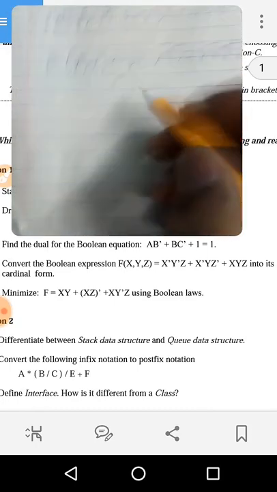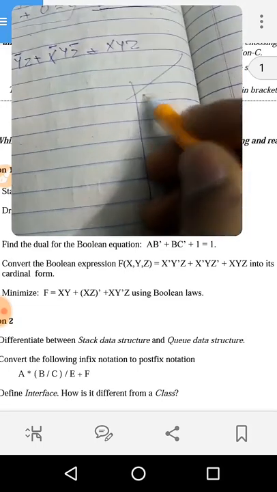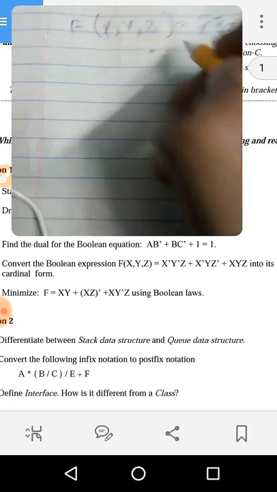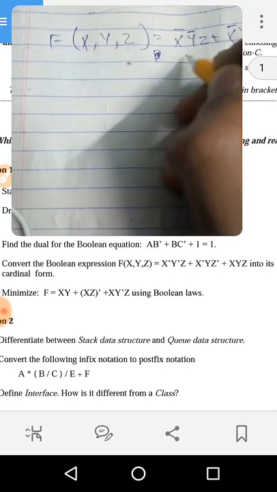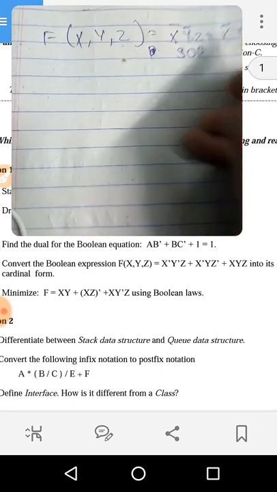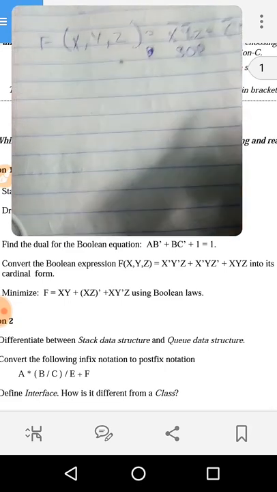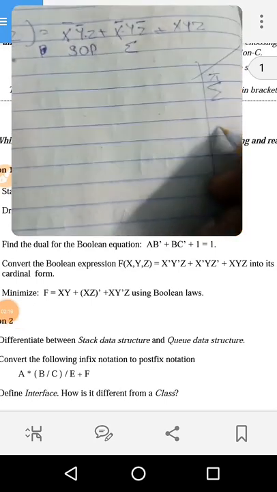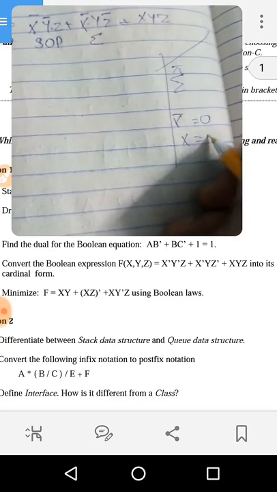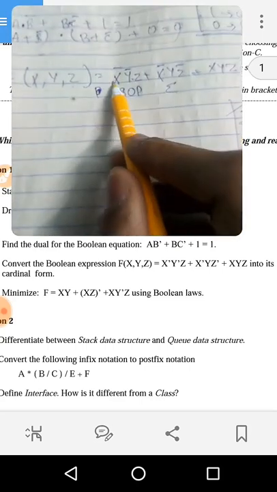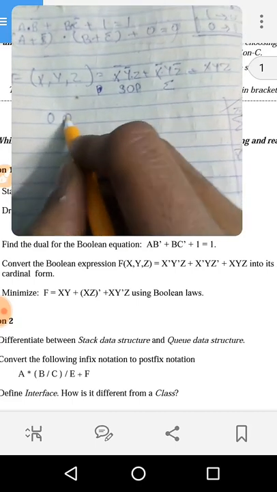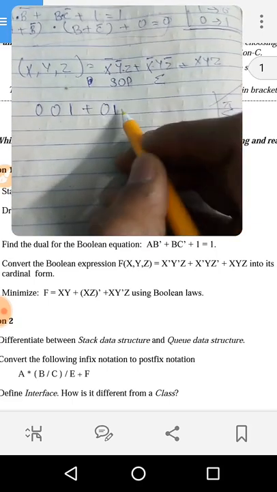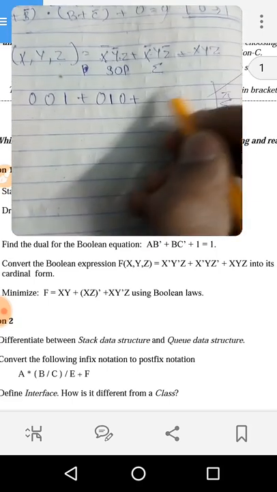So cardinal form is the form in which the equation is represented by pi or sigma. This is POS form, and this is SOP form, sum of products. SOP is represented by sigma. In SOP, x bar is 0 and x is 1. So x bar means 0, y bar 0, z without bar means 1, plus x bar 0, y without bar 1, z bar 0, plus without bar all the terms 1 1 1.